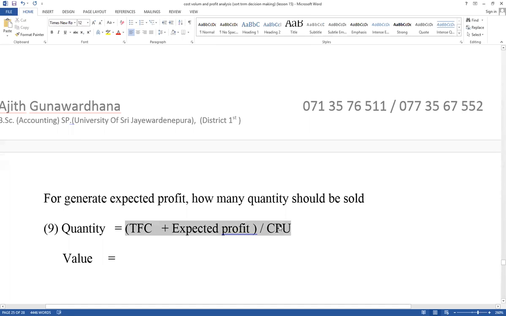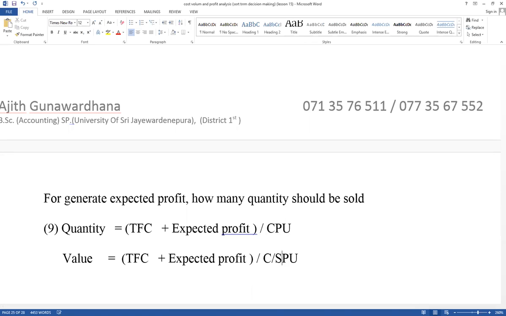But if they ask rupee value, total fixed cost plus expected profit divided by CS ratio. Sometimes they ask rupee value. එකනේ රුපියල් 500,000 වල profit එකක් generate කරන්න රුපියල් කීයක විකුණන්න ඕනද කියලා අහුවොත්. If they ask value, total fixed cost plus expected profit divided by CS ratio. If they ask quantity, total fixed cost plus expected profit divided by contribution per unit. Those are the equations normally we have to apply.